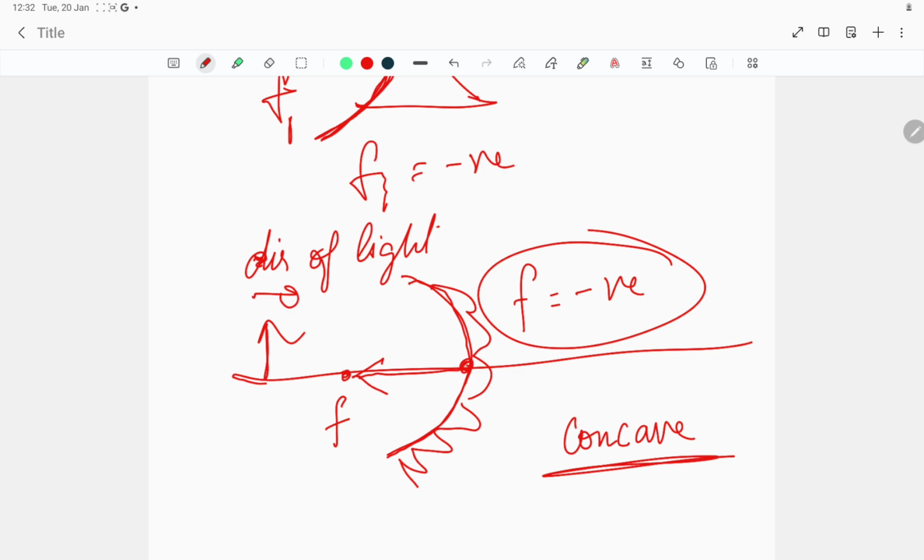There is no need to memorize this. Just understand the sign convention. If it is the same direction of light, positive; opposite direction of light, negative. As simple as that. Is it clear, children?